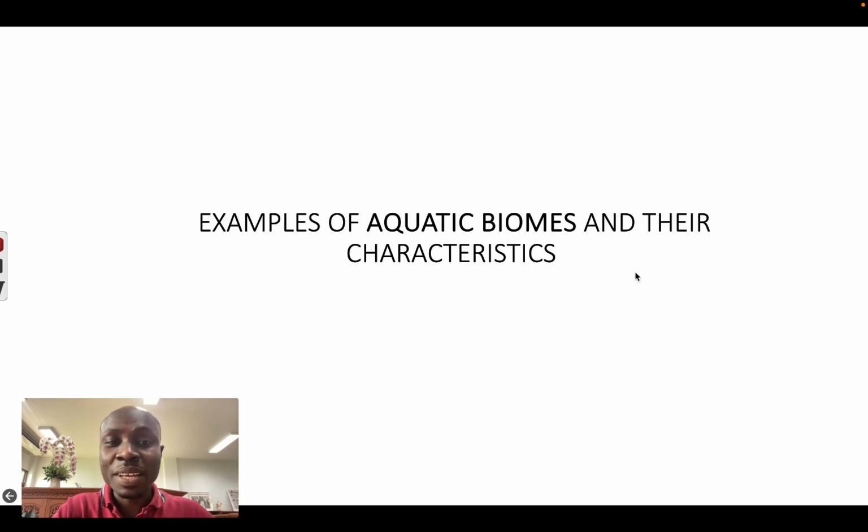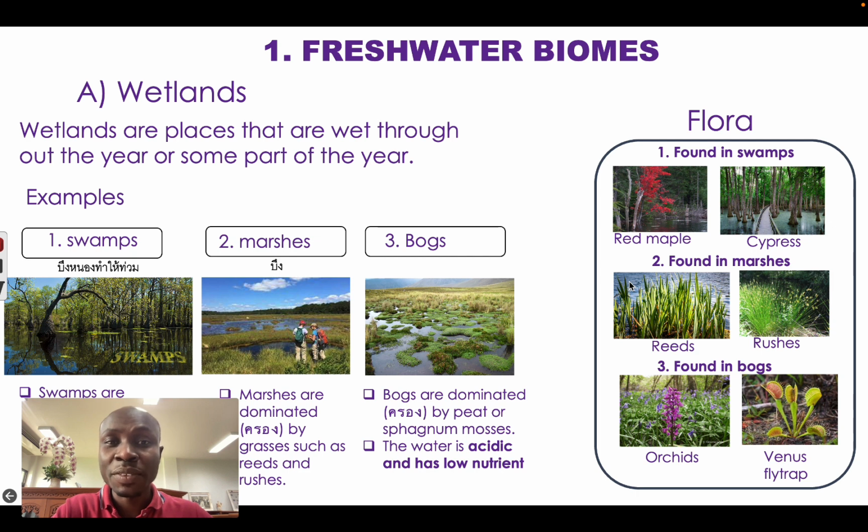So let's talk about the freshwater biomes first. Freshwater means it doesn't have salt or very little salt. And here, the first example of freshwater biomes is called wetlands. Now, what are wetlands? These are lands which are wet throughout the year, from January to December, or in some part of the year there is water on the land.